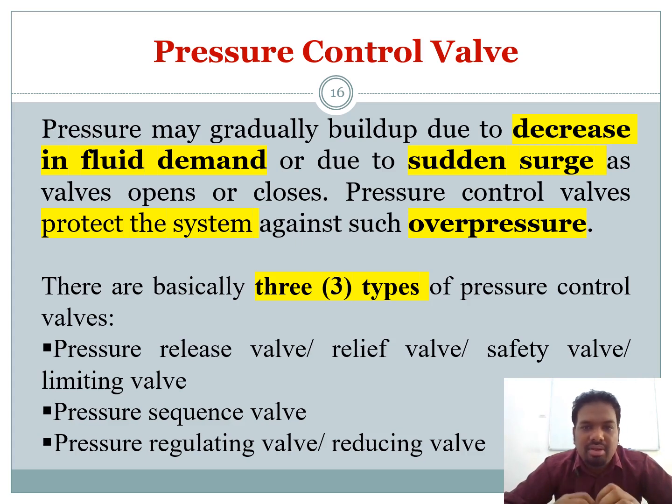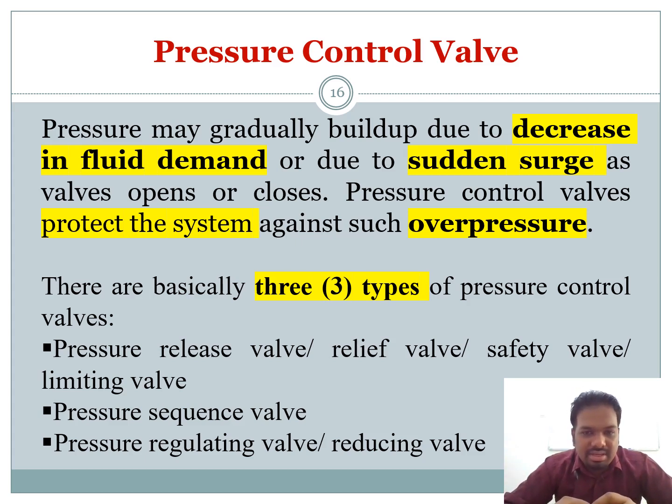So you need to have a pressure control valve in order to protect your system. We call the term overpressure. Overpressure means a sudden increase or decrease in pressure. Overpressure is an increase. So you need to have a device in order to protect your system. So that is what we call a pressure control valve.